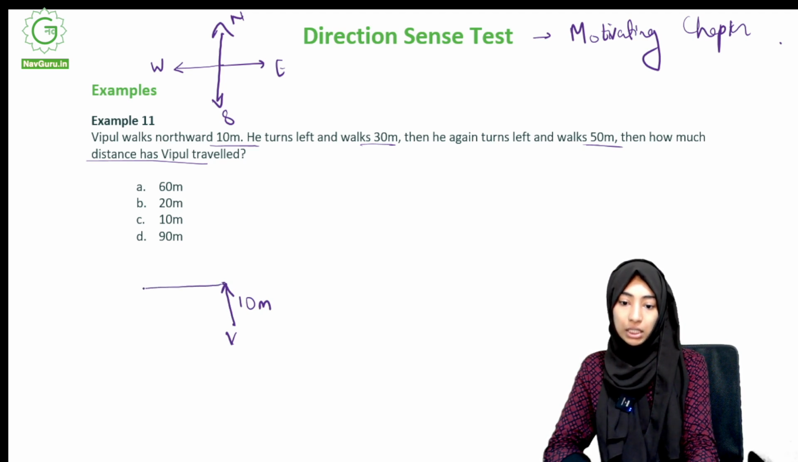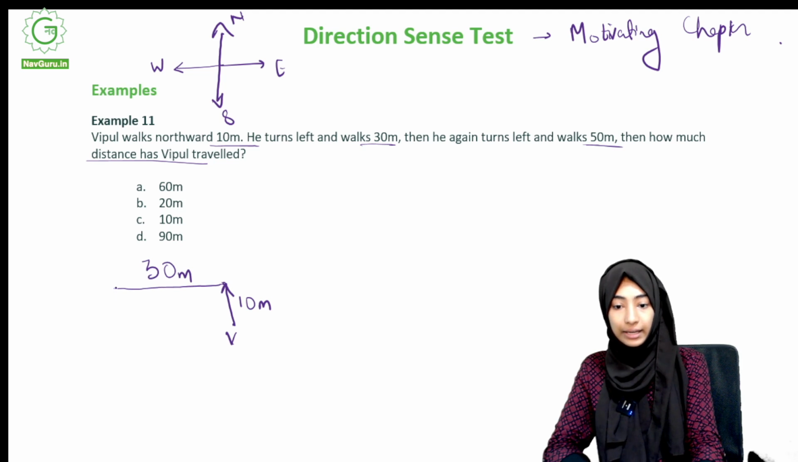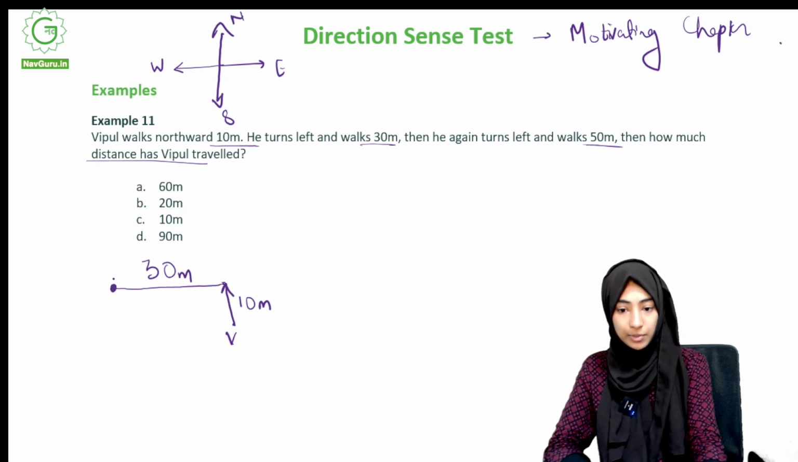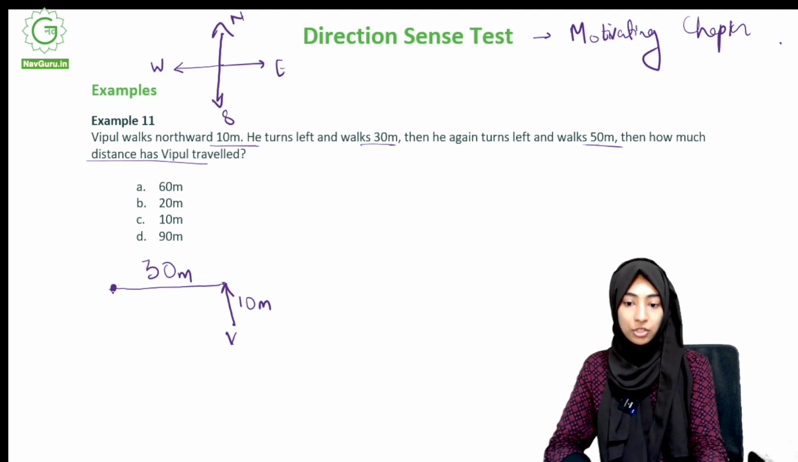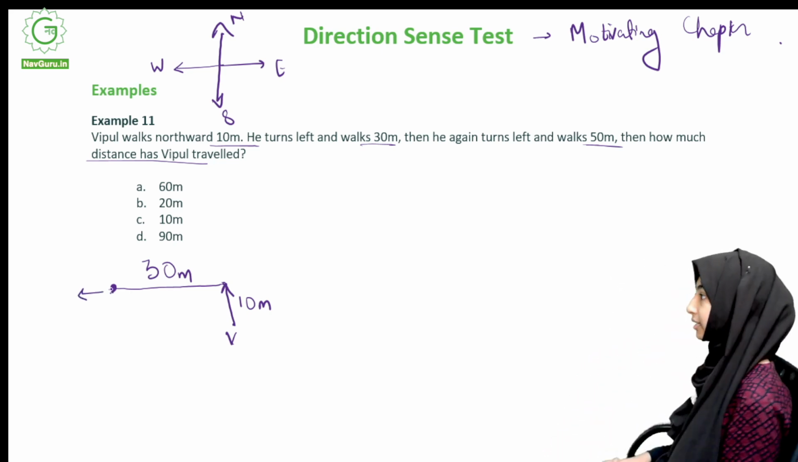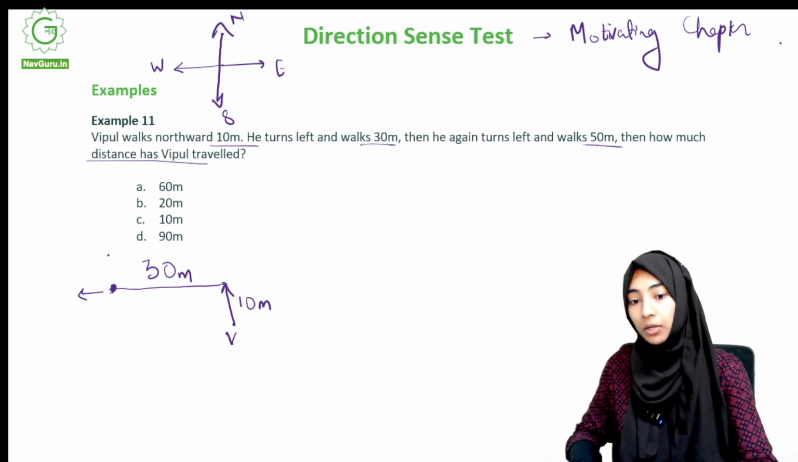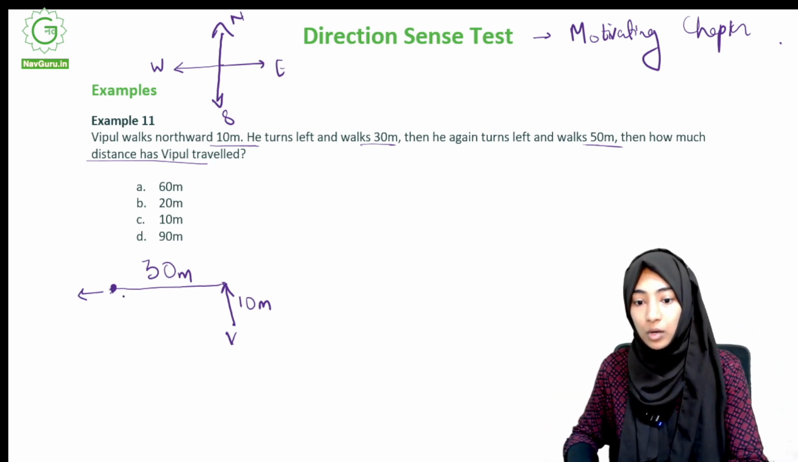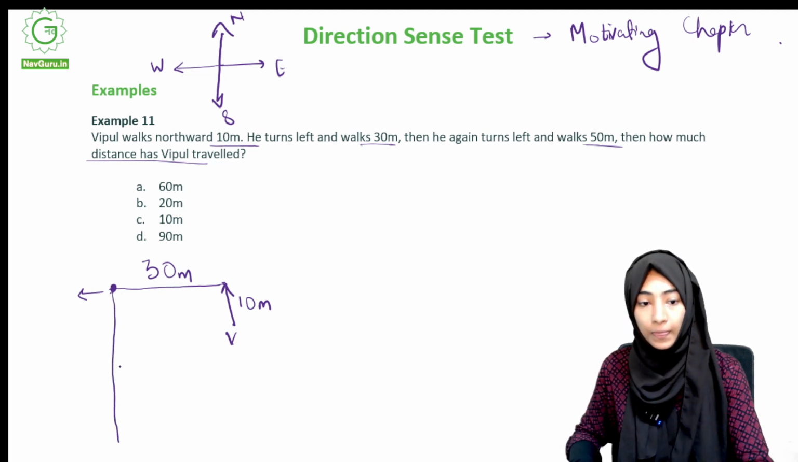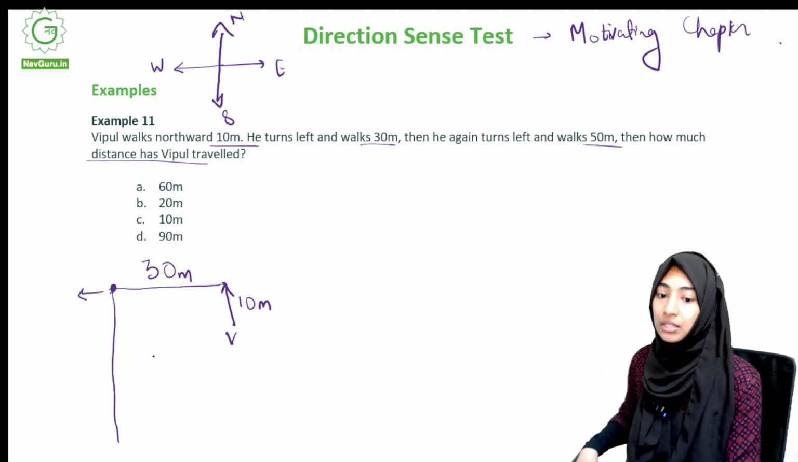And he walks 30 meters. Okay. Then he again turns left. So what will be the left from this position? Basically, just imagine yourself in this position. You're standing here facing this direction. Your left is here, right? This is my right, this is my left. So this will be your left. He turns left and he walks 50 meters. Just draw an even longer line because it's left. Okay, then how much distance has Vipul traveled?